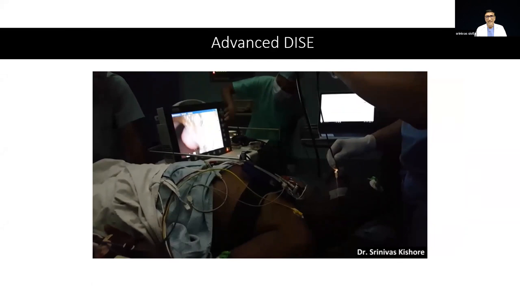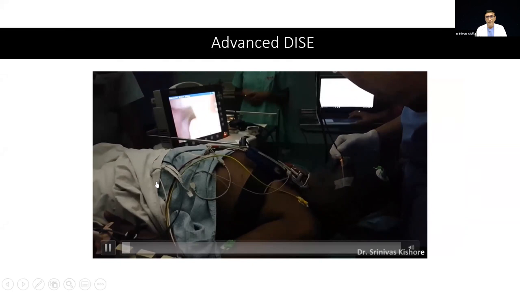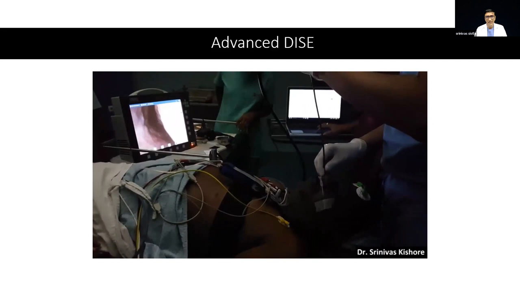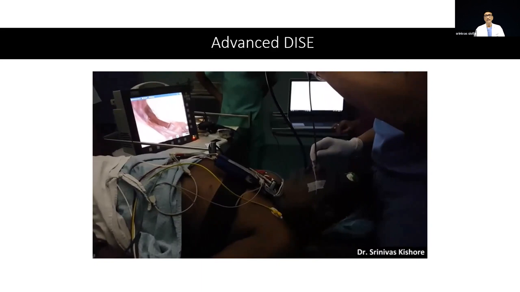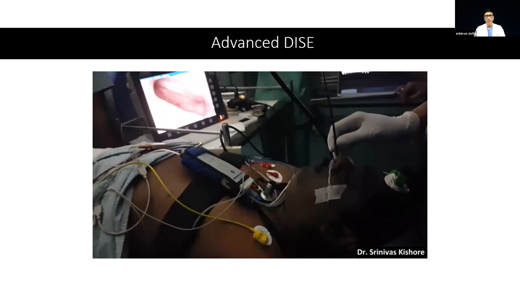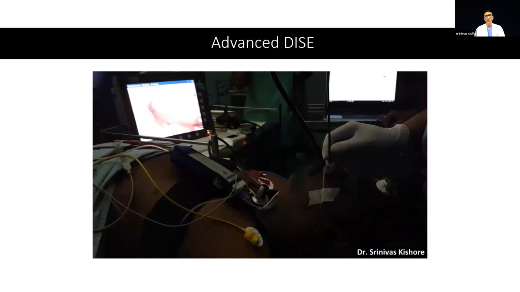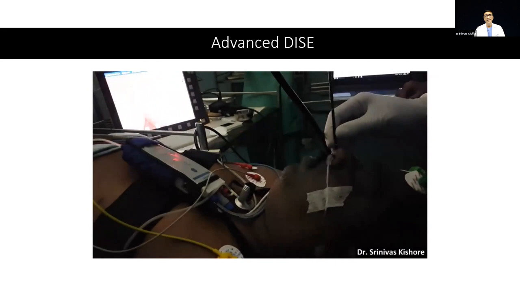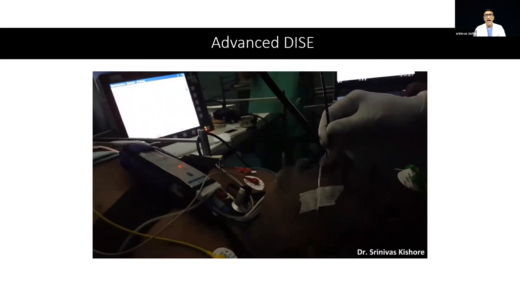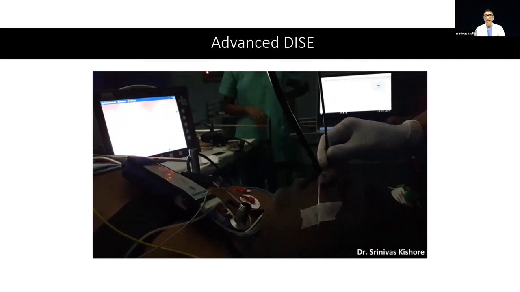But as you're seeing in this particular video, we connect a full-fledged polysomnograph to this particular patient. And while we are doing the drug-induced sleep endoscopy, the patient also has a full-fledged level 2 21-channel device connected so that we know exactly what we are doing in terms of the depth of sedation, the number of apneas that are happening, and how the airway looks while that particular apnea is happening on the polysomnograph. As you can see, two monitors here.